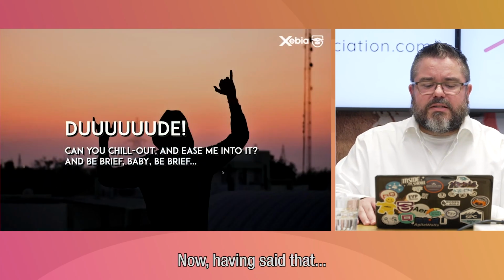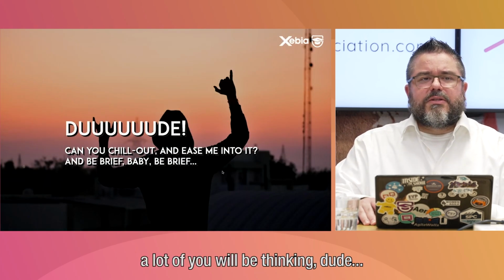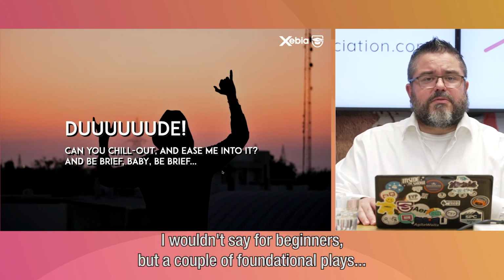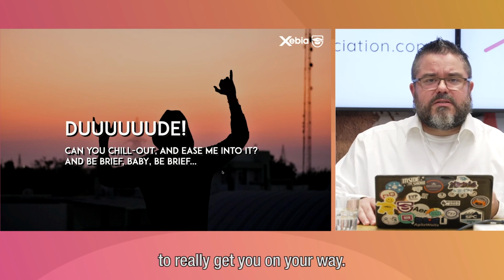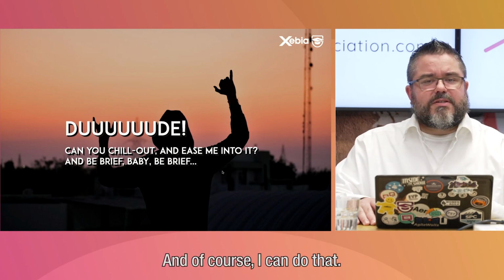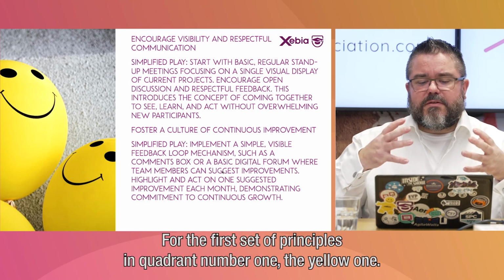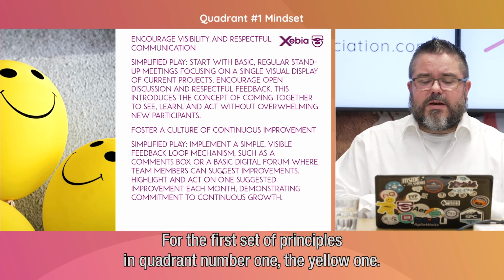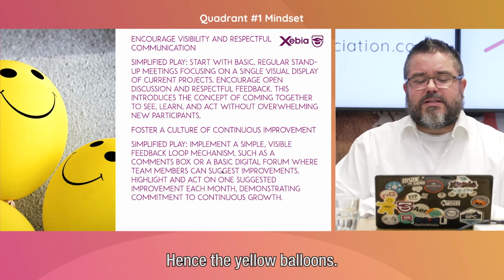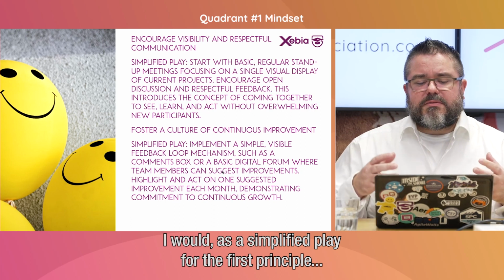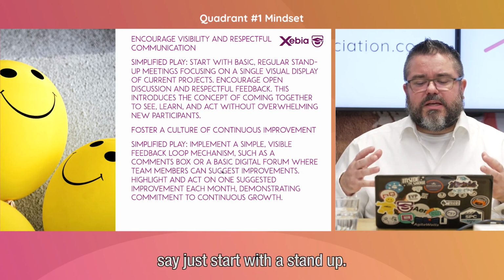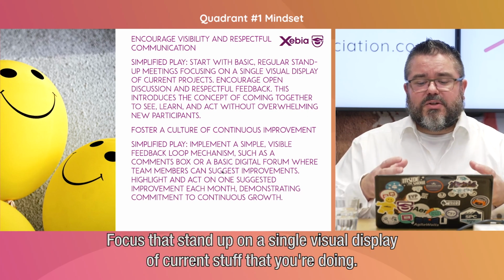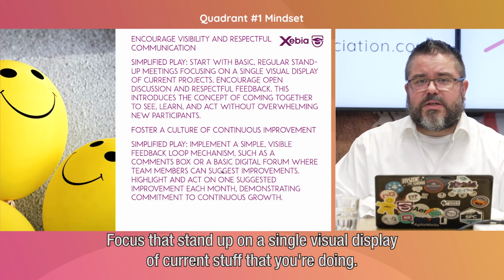Now, having said that, a lot of you will be thinking, dude, could you just ease me into this with a couple of plays, I wouldn't say for beginners, but a couple of foundational plays to really get you on your way. And of course, I can do that. For the first set of principles in quadrant number 1, the yellow one, hence the yellow balloons, I would, as a simplified play for the first principle, say just start with a stand-up. Focus that stand-up on a single visual display of current stuff that you're doing.